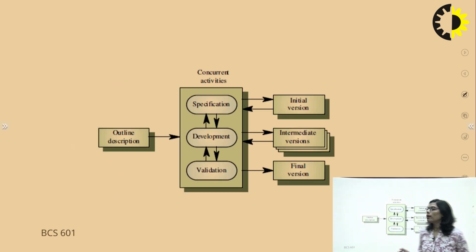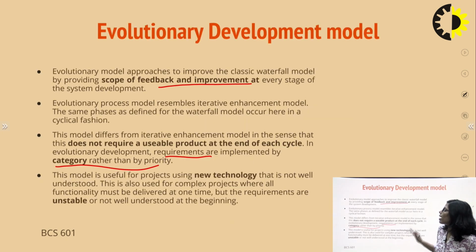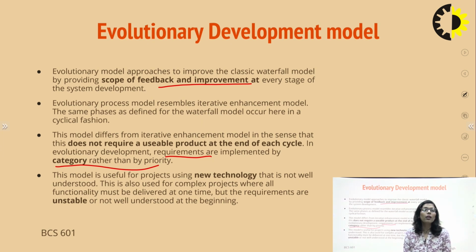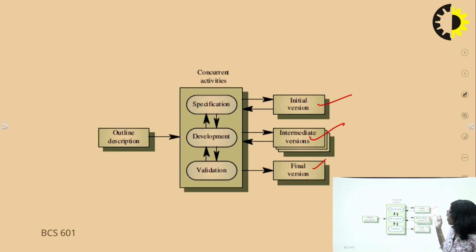So the evolutionary model says that the initial version might not be working. Okay, this might not be working. And then again, we do the development phase for the next set of requirements, then the intermediate version and the final version. So that was your evolutionary development model. So in the iterative enhancement model, we are getting a usable product in every release, whereas in the evolutionary development model, we are building the product in some versions, but each version might not work.